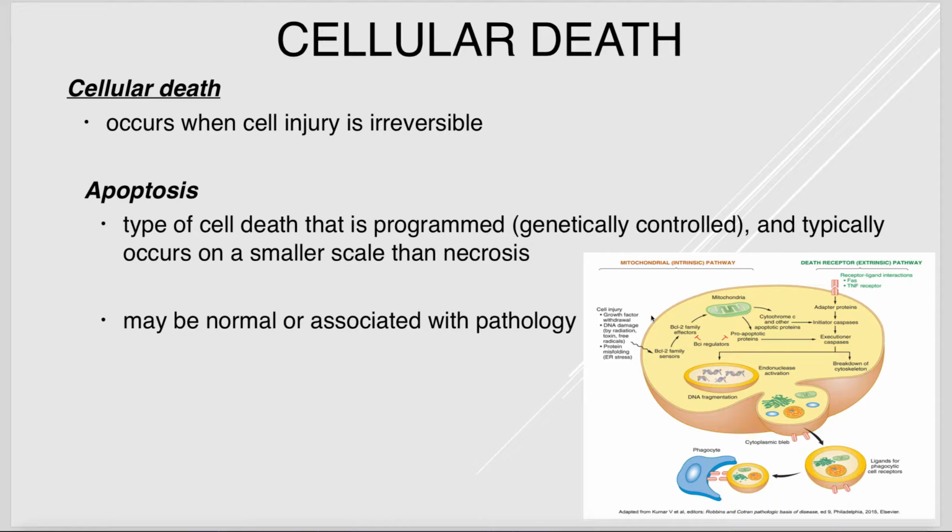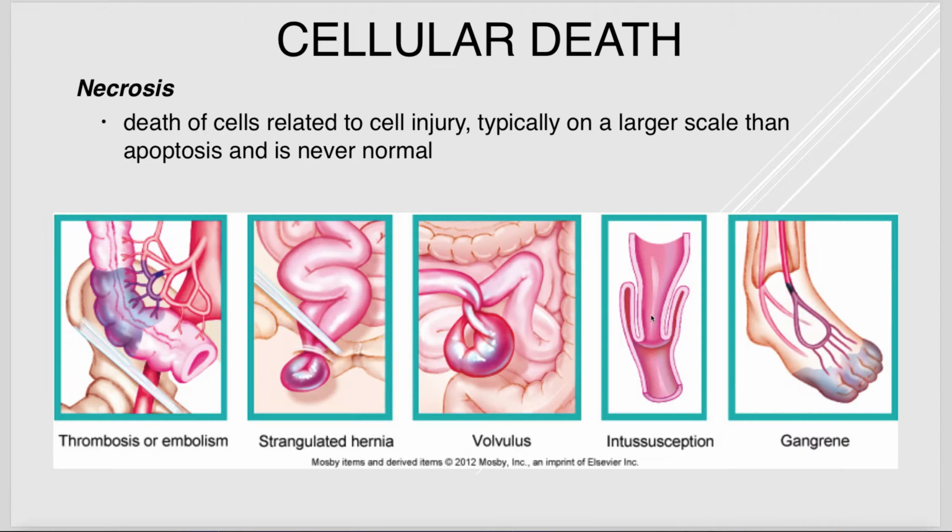Apoptosis is typically normal. It can be associated with pathology like infections, but typically normal. And this is programmed cell death, meaning it's genetically controlled. And this is going to occur typically on a smaller scale than necrosis. Okay? So this is programmed cell death, sometimes called cell suicide. Now necrosis, this is when you have the death of cells due to more extensive cell injury. Okay, so the cells are injured. In apoptosis, the cells aren't necessarily injured. They might be a normal cell, but they're programmed to die.